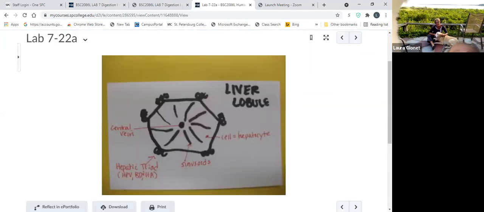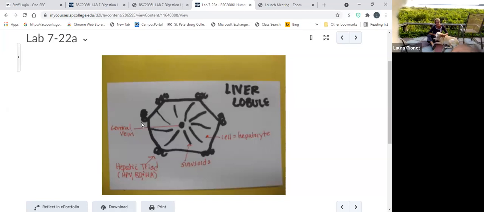All right, so here's a little liver lobule. You have the central vein inside. We have the hepatocytes scattered through here. They form these sinusoids. They're kind of like canaliculi or a capillary between one lobule to another.